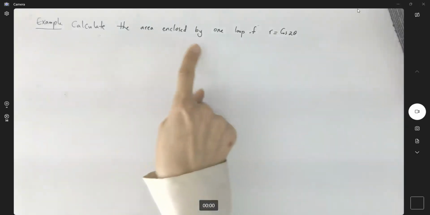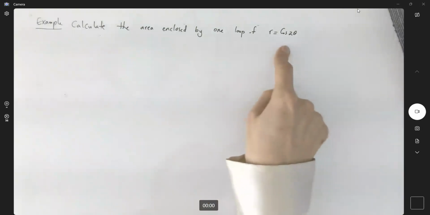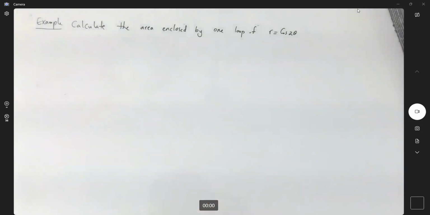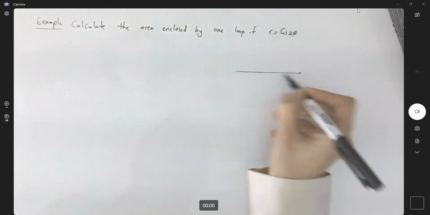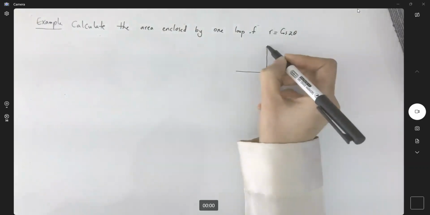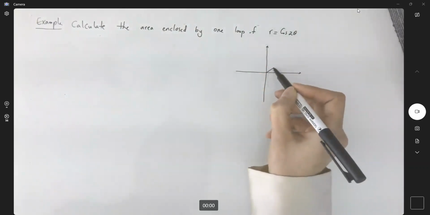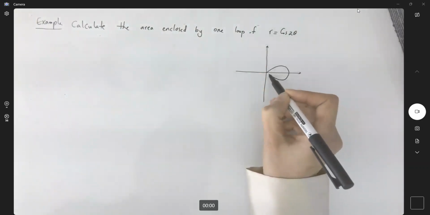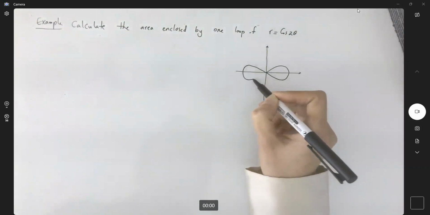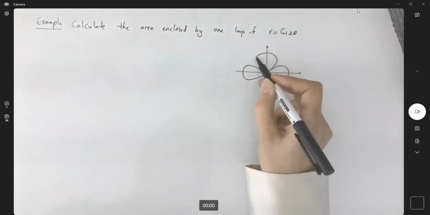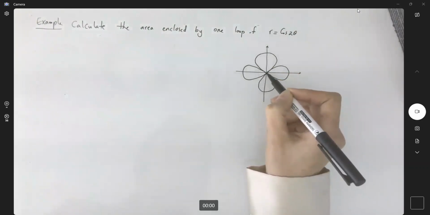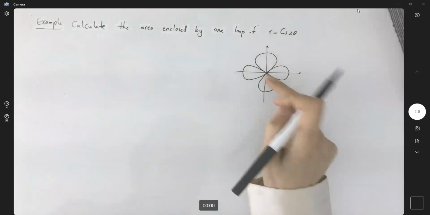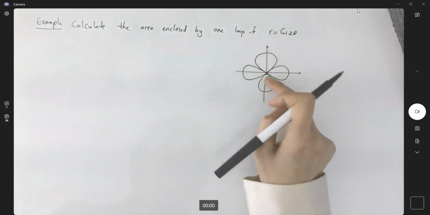Calculate the area enclosed by one loop of r equals cosine 2 theta. Let's graph this object. We have 4 loops for this object: 1 loop, 2 loops, 3, and 4. It must be symmetrical, but I'm using a marker to graph this.